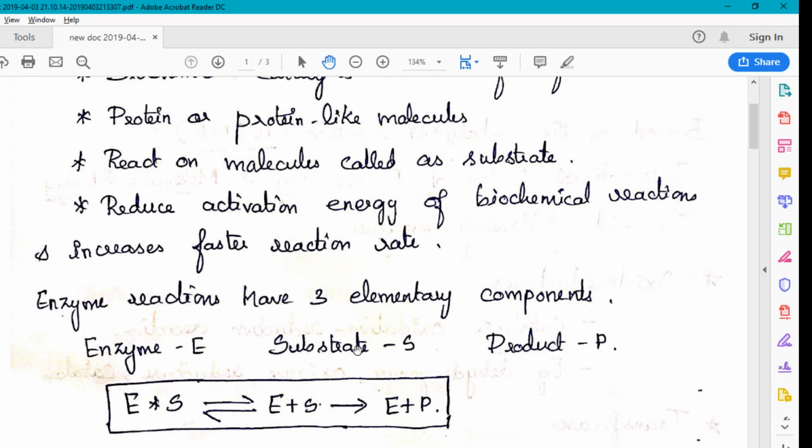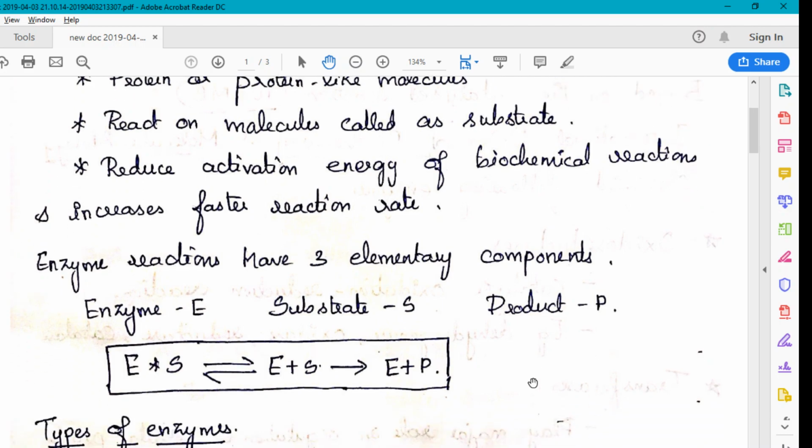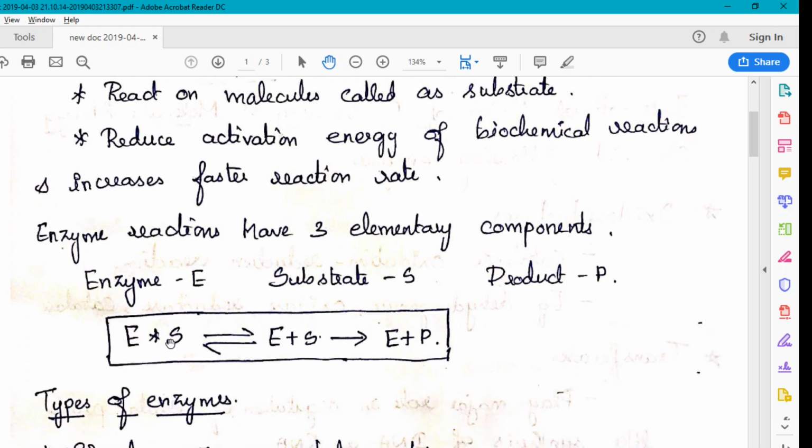Enzyme reactions have three elementary components. They are enzyme, substrate, and product. The basic reaction is that enzyme and substrate combine and produce enzyme plus product, or enzyme and substrate combine and produce enzyme-substrate complex. They produce product at the final stage, which releases the enzyme at the end. Enzymes just react with the substrate and increase the reaction rate, but they are not consumed in the reaction.